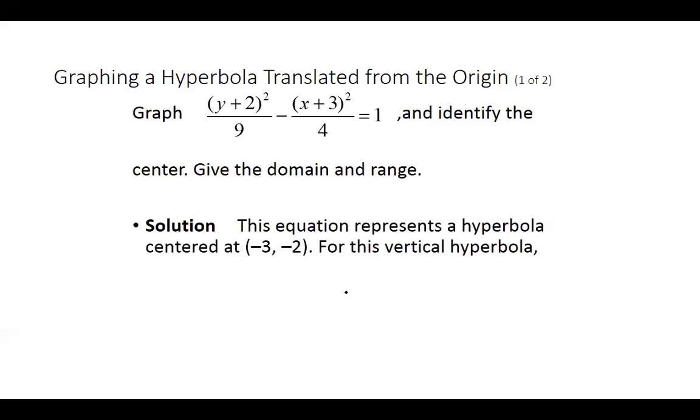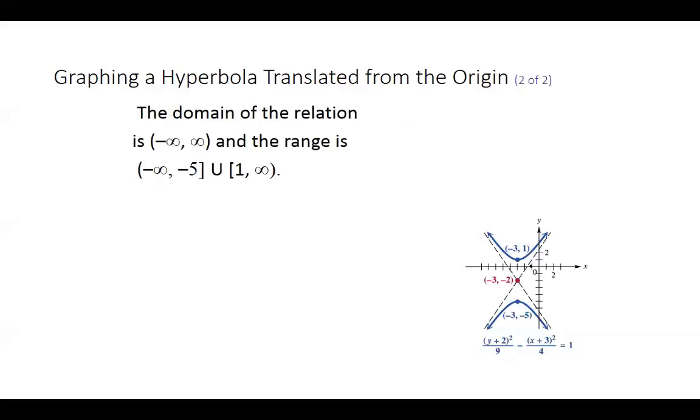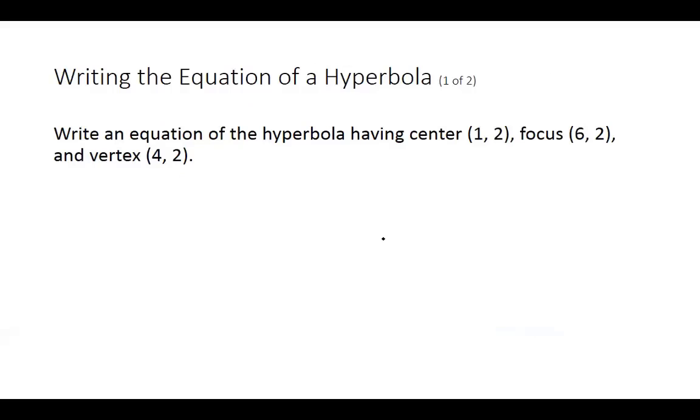And this simple example would demonstrate the graph of a hyperbola, which is already given to us in that general form. This equation represents a hyperbola centered at -3, 2. h and k are given to us right here. a is equal to 3, which is the square root of 9. b is equal to 2, which is the square root of 4. And we can construct a graph like we did before and find the domain and range as you can see on the graph. Write the equation of the hyperbola having the center at 1, 2, focus at 6, 2, and vertex at 4, 2.